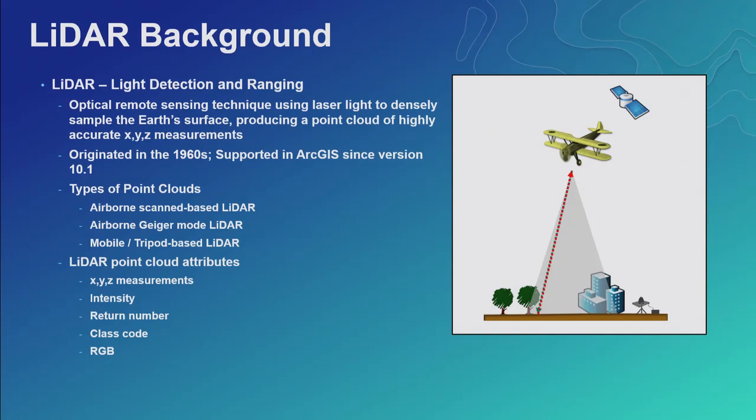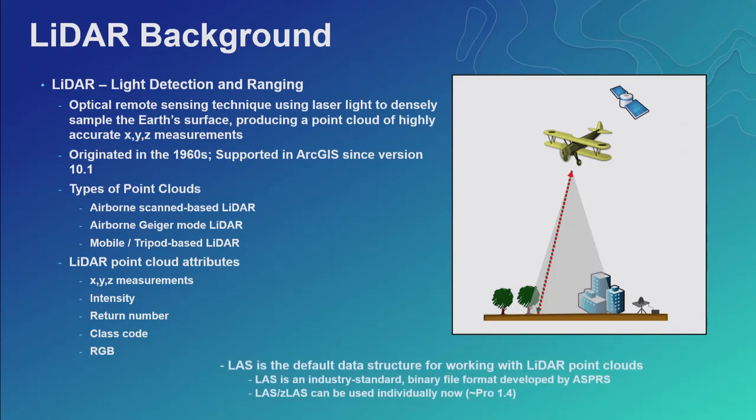When it comes to Lidar, the default data structure you'll probably see most commonly is called LAS data. LAS is an industry standard file format developed by the ASPRS, the American Society for Photogrammetry and Remote Sensing. LAS files and a derivative called ZLAS files can now be used individually in ArcGIS Pro, but I'm going to show you how to put them into something called the LAS Data Set, which allows for more capability. So that's a little bit of background on Lidar.